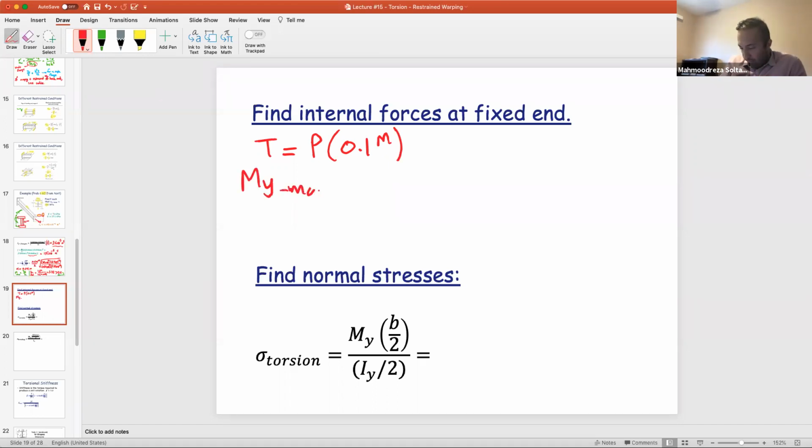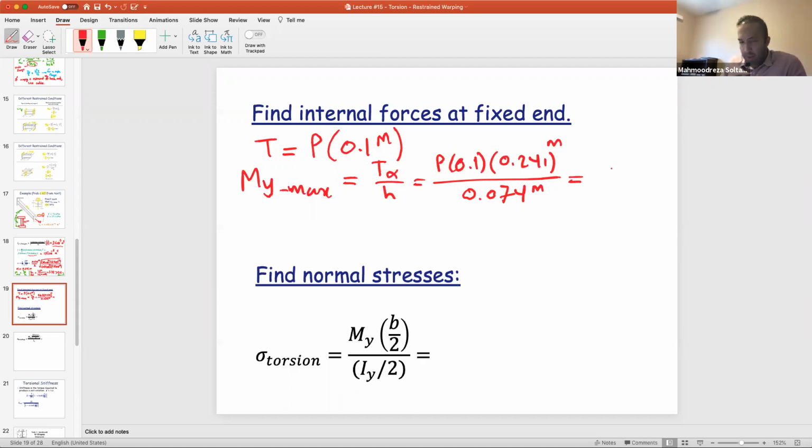My max, we have found, is equal to T alpha over h, right? So what do you have? You have P times 0.1, right? This is what we have found for the T. Alpha, we have found 0.241, over h is 7.74. Okay, so this would be 0.326 P. This would be my max in terms of P.